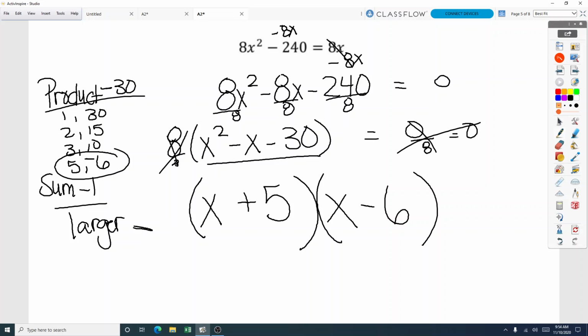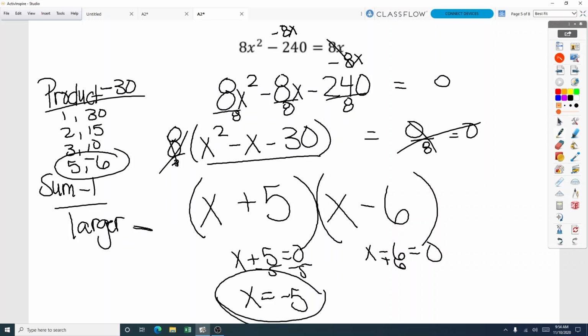Now I'm not done. Remember, today I have to set these equal to 0, and I have to solve. This is really the only new step other than making sure everything's on the same side. So x equals -5 and x equals 6. 2 answers today. Got to take the factors down and make them solutions today. Remember, this is what I call a factor. This is what I call a solution.